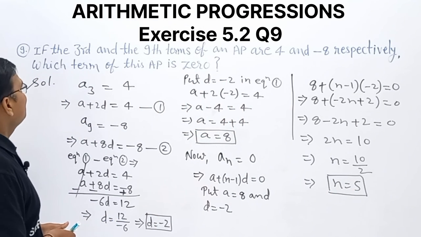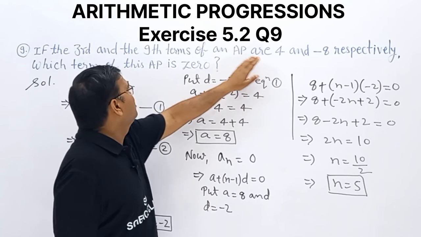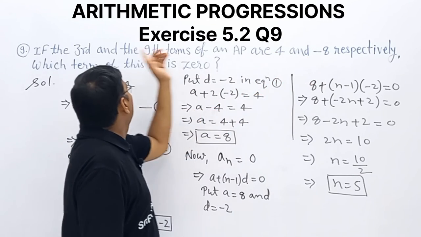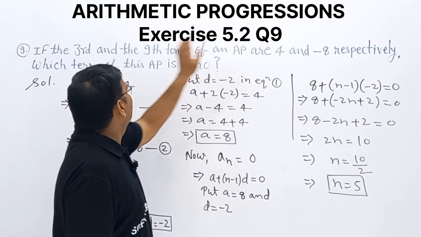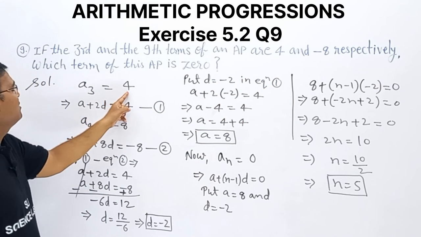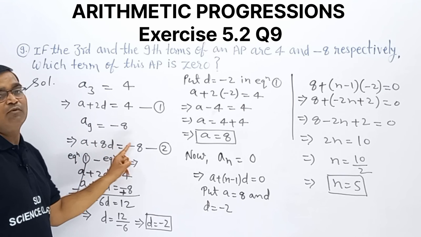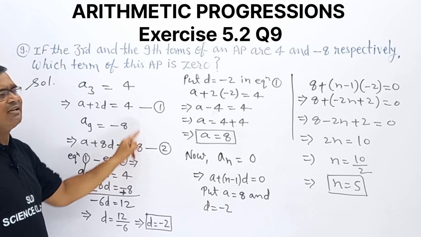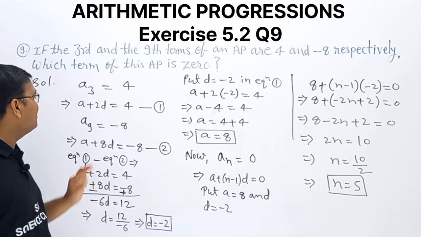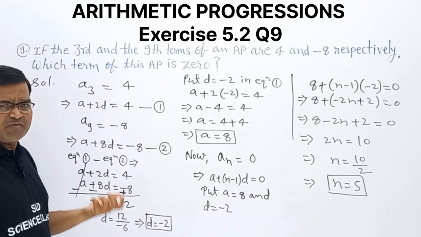Observe again what we are doing in this question. Simple question. Two things we are having. Third term is 4 and ninth term is -8, respectively. So third term means a plus 2d equal to 4. Ninth term means a plus 8d equal to -8. So in this way we are getting two equations. From these two equations we can find the values of a and d. How? By using the elimination method or substitution method.